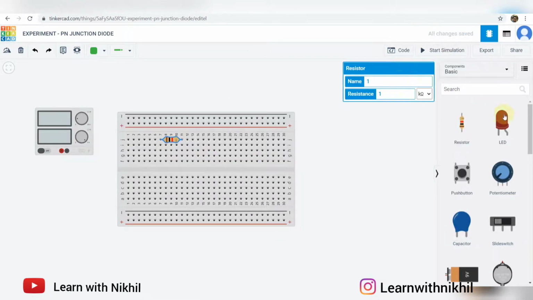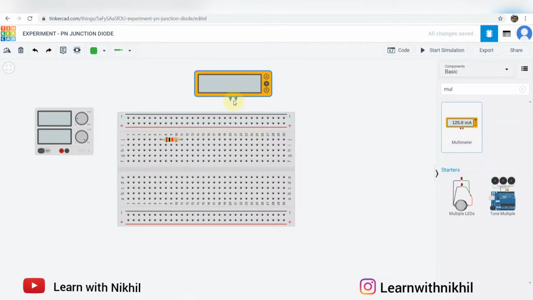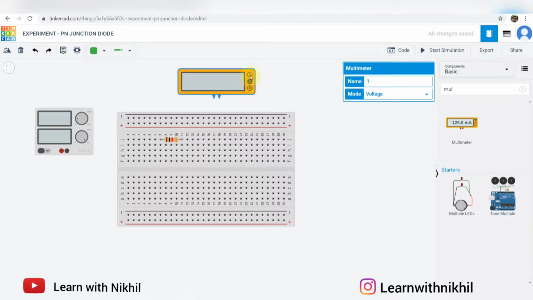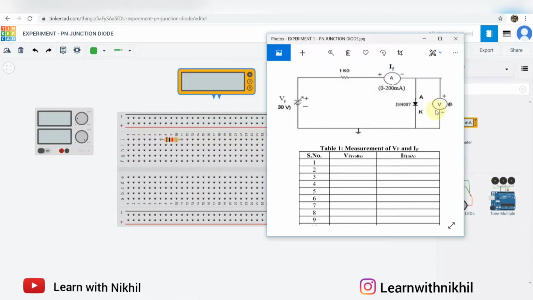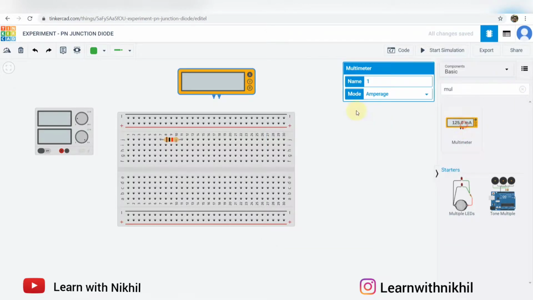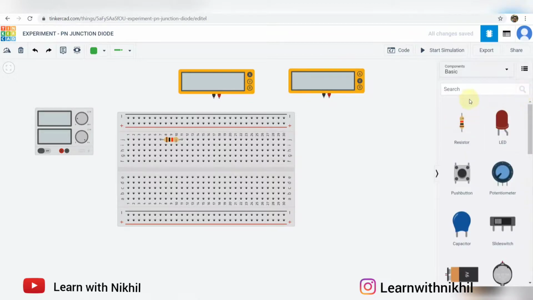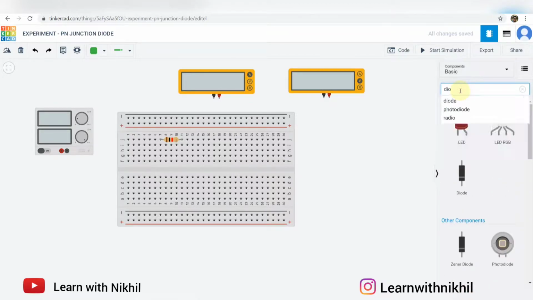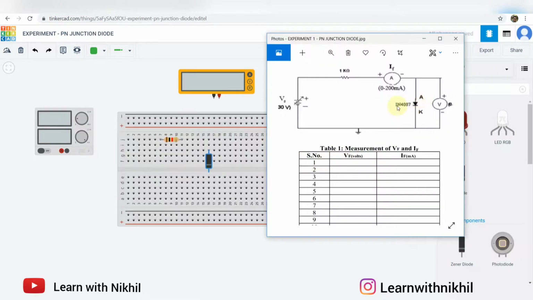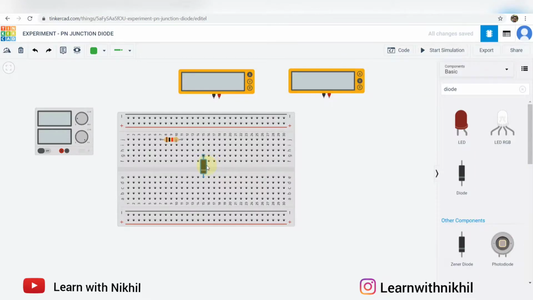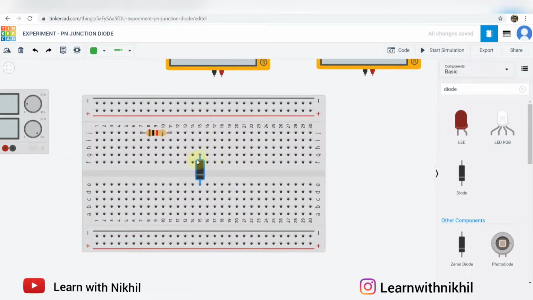Then you have multimeter of ammeter and voltmeter. So I have taken a multimeter. Just copy this, and you can copy, or you can just take another one. So you can change this into voltmeter, multimeter and resistance. Then you will require a diode. Taken this diode, attach it on breadboard. Now you have to do the connections using wire.